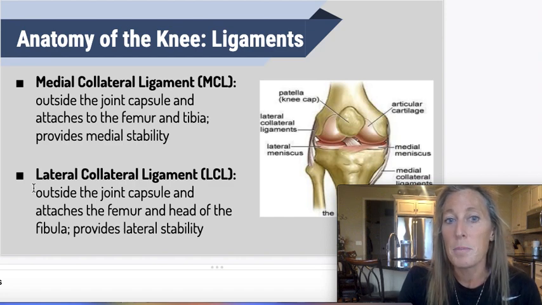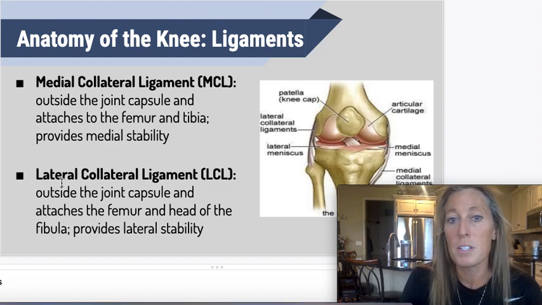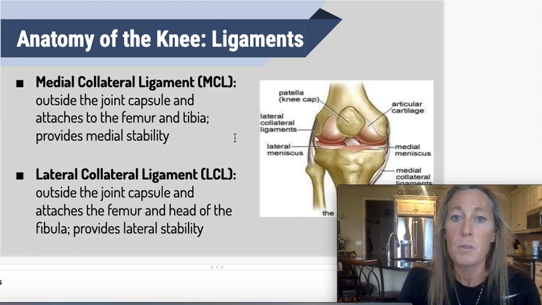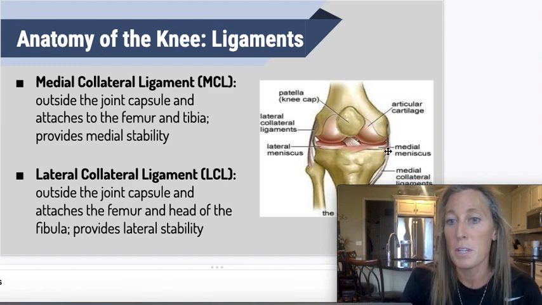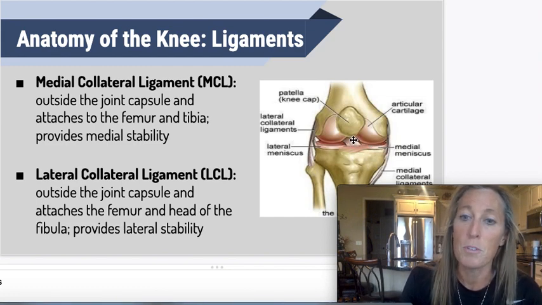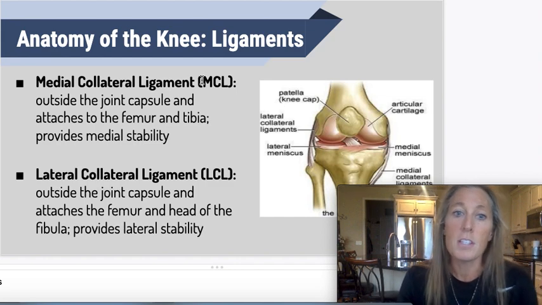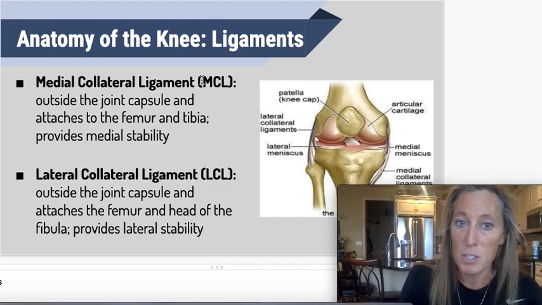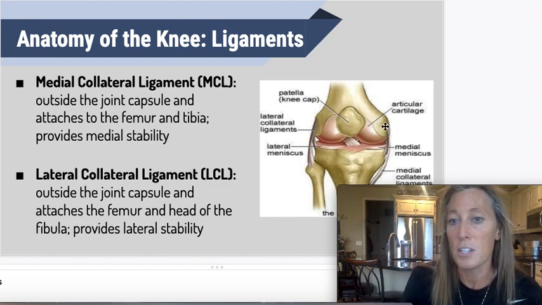Now talking about ligaments of the knee, there are four main ligaments of the knee that we will talk about. We will talk about the medial collateral ligament, the lateral collateral ligament, the ACL, the anterior cruciate ligament, and the PCL, the posterior cruciate ligament. On this slide, the medial collateral ligament, or the MCL, is actually outside of the joint capsule. It attaches the femur to the tibia, and it provides medial stability right here.